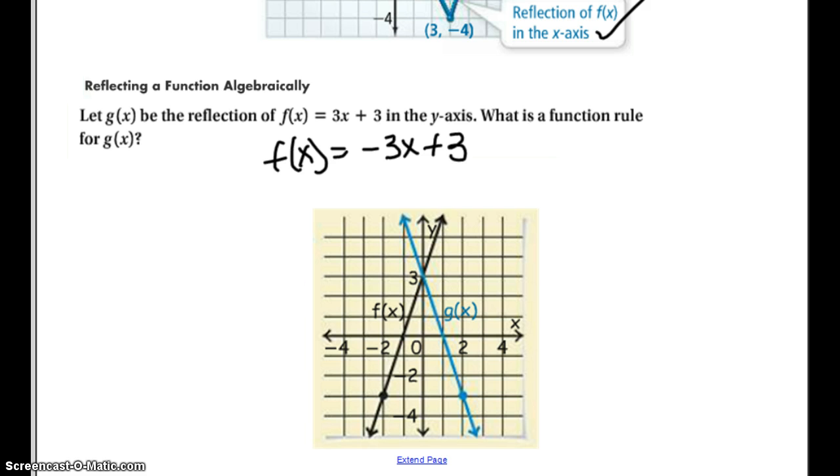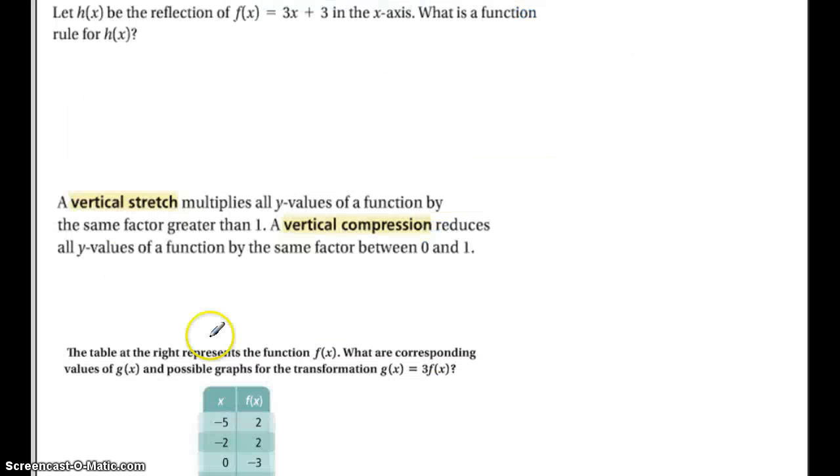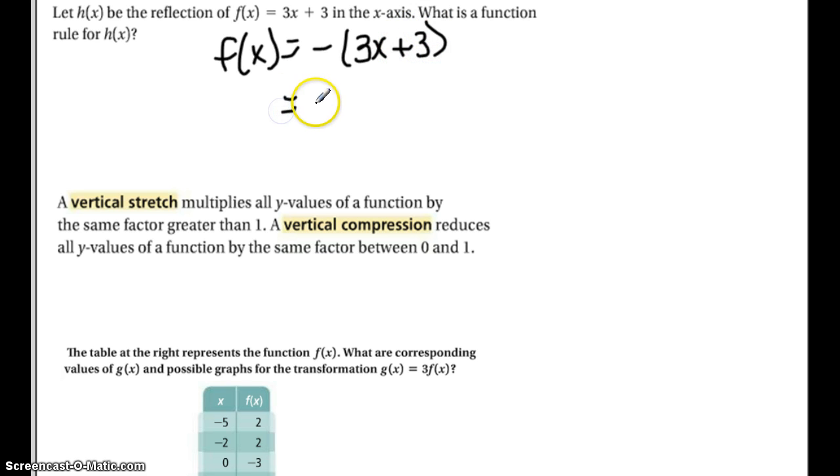So let's move on to some other transformations. Here they want to go ahead and reflect it over the x-axis. Well, if you recall, now you take the opposite of the entire function. And if you wanted to simplify that, it would look something like this.